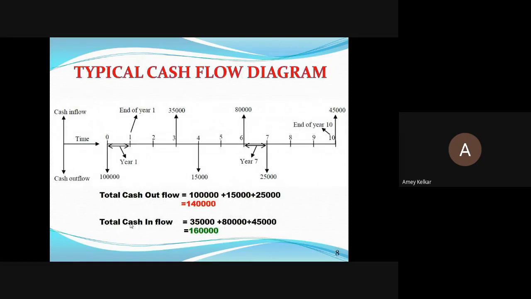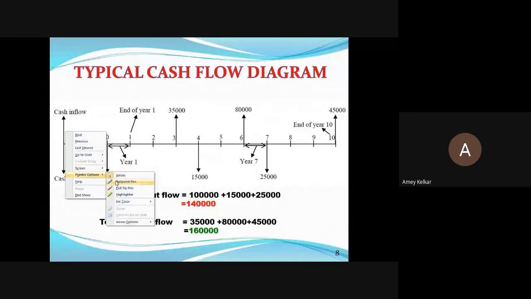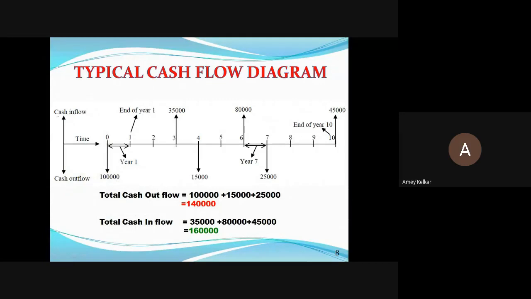So now this is a typical cash flow diagram. When we see here, this is your cash inflow and this is your cash outflow. Cash outflow means your investments, cash inflow means your gains, and this horizontal line represents the time axis. So here is a general example. Now we'll discuss this first example.